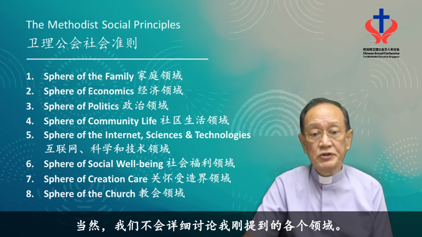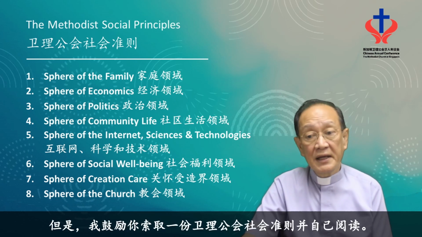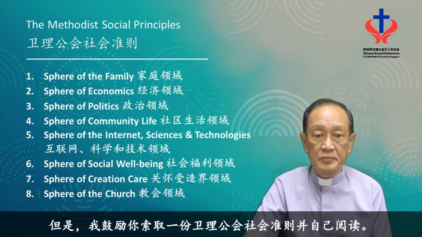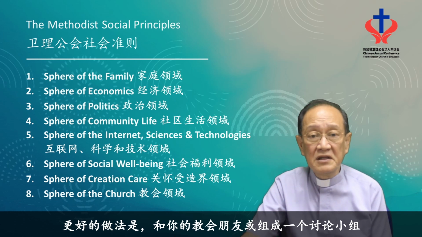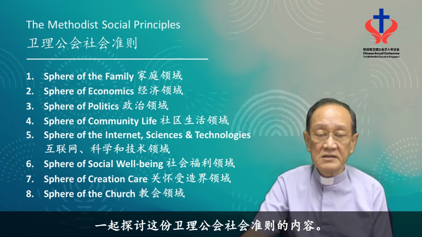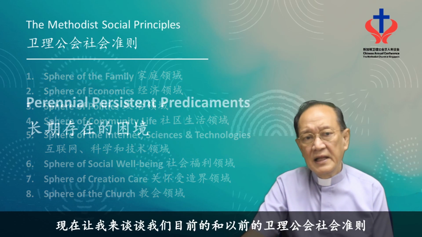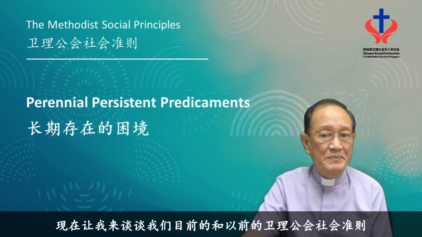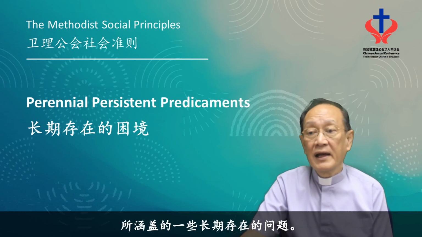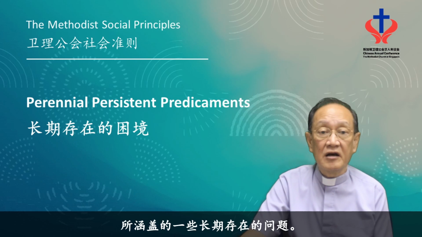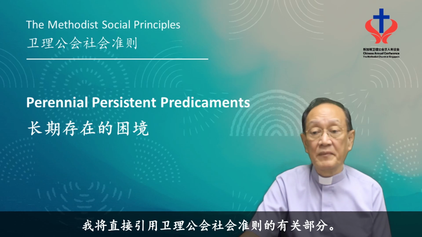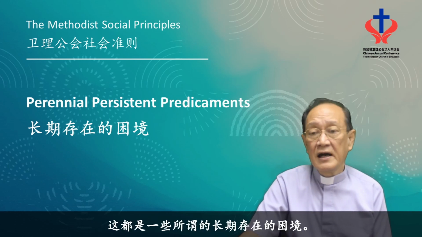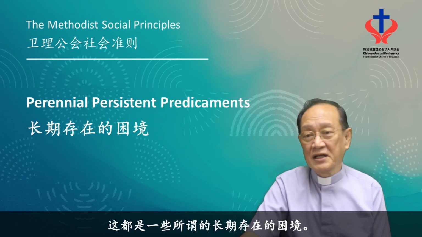Of course, we will not go into detailed studies of the various spheres which I've just mentioned. But I encourage you to obtain a copy of the Methodist Social Principles and read this on your own time. And better still, read this with your friends and maybe form a discussion group to look at the details of the Methodist Social Principles. Let me now pick up a few of those perennial, persistent issues covered by our current as well as the previous edition of the Methodist Social Principles. I will be quoting directly the relevant parts of the Methodist Social Principles. So here are some of the perennial, persistent predicaments, I call them.